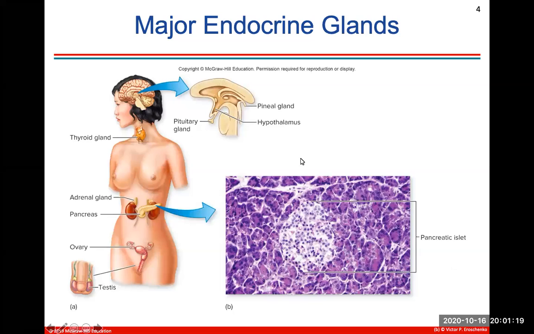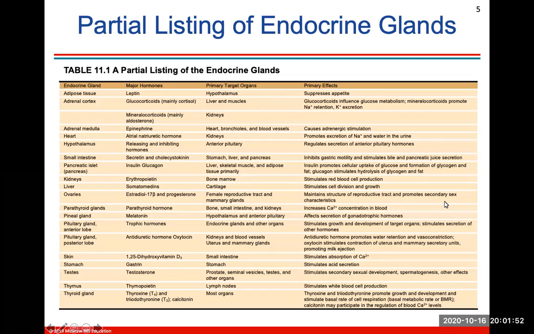So these are the major endocrine glands. You can see here the hypothalamus, the pineal gland, and then the hypothalamus controls the pituitary gland and what it secretes. So those are located in the brain. Then the thyroid gland is located in the larynx, your voice box. You have your pancreas. Here's a look at your pancreas. It has little pancreatic islets, which are specific cells designed to secrete insulin. Adrenal glands are on top of the kidneys, and then your ovaries and testes will secrete hormones depending on the gender. So this is a basic or a partial listing of the endocrine glands and the major hormones they secrete.